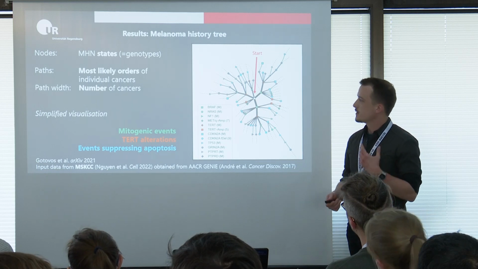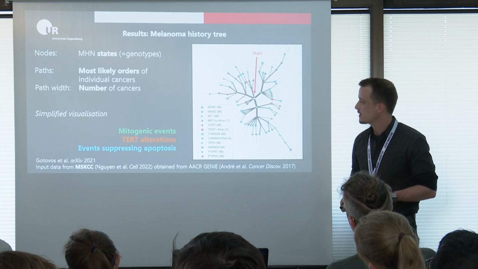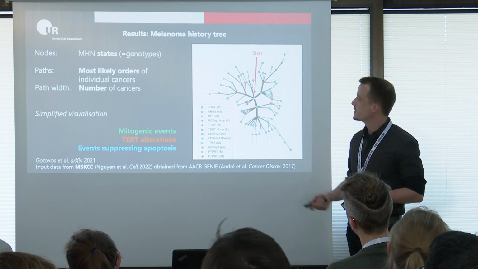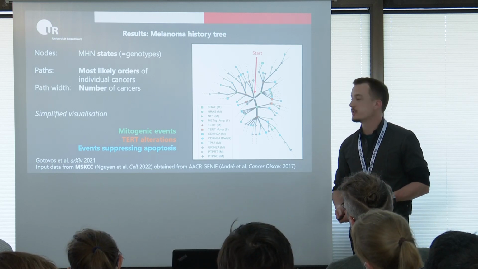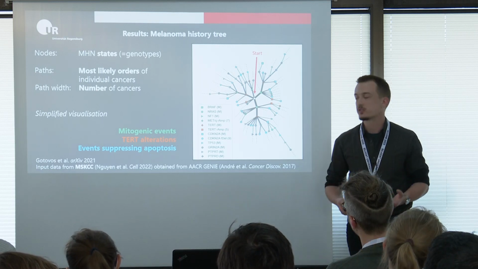And now there's a lot to digest in this plot, but I just want to focus on one key trend that we have seen in the data, which is that mitogenic events, so for example, BRAF mutations, they often come first. They are then followed by third alterations, and finally there are events which are generally thought to suppress apoptosis or cell senescence.